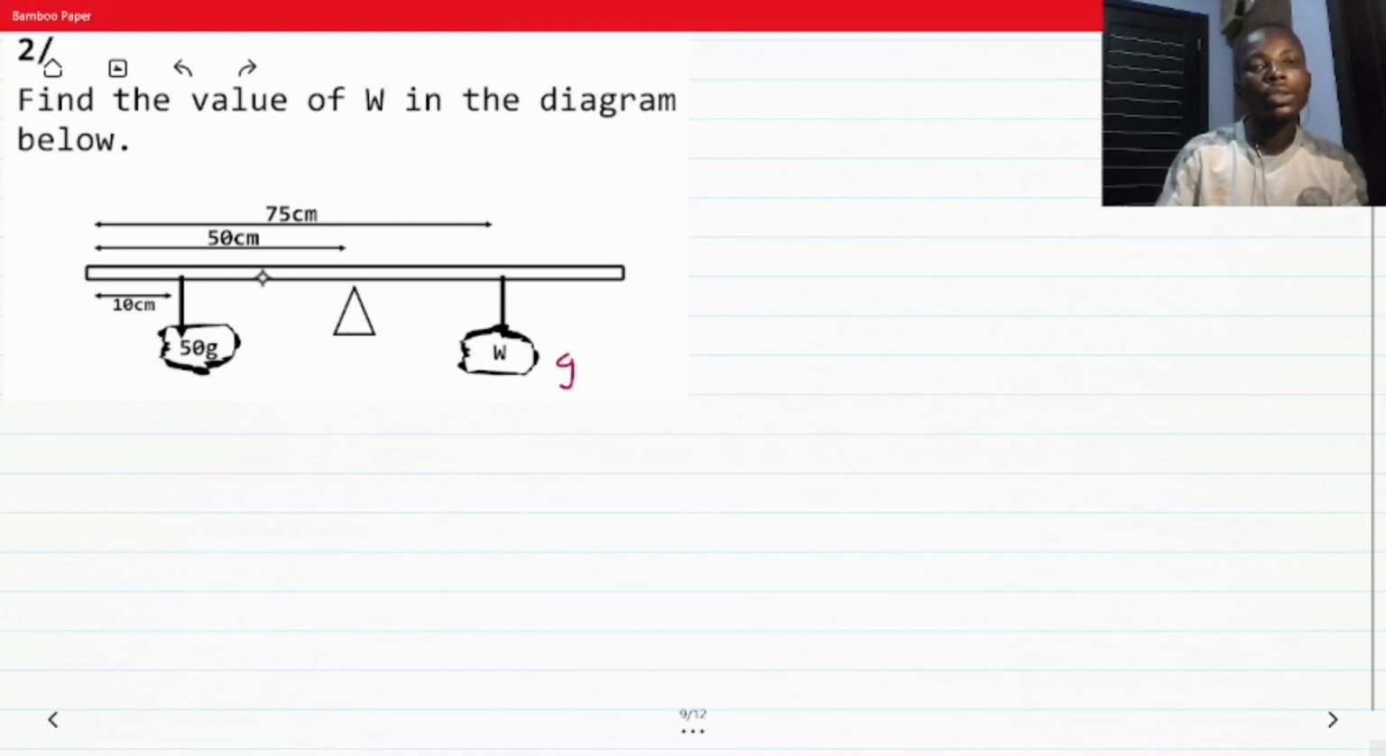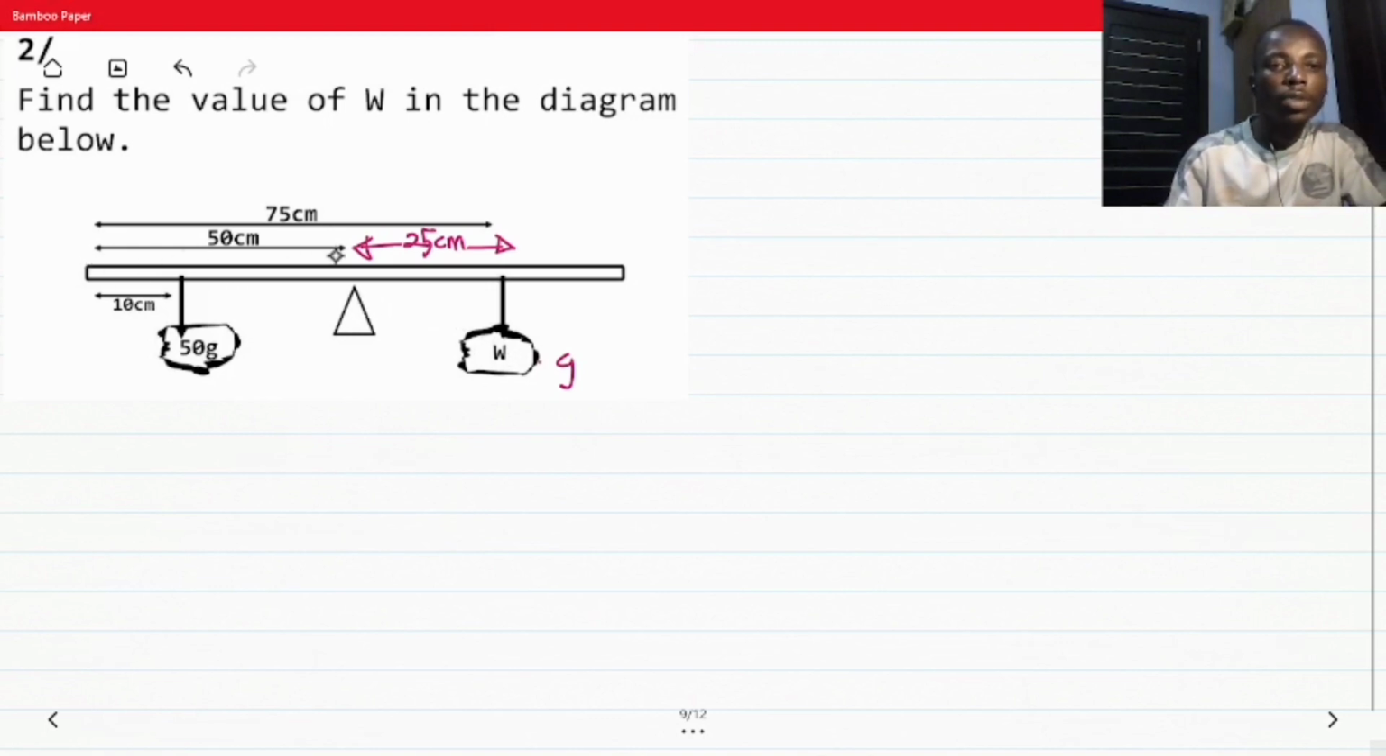So we'll continue this example. From here to here is 50, and from here to here is 75. So from here to here I have about 25 centimeter. I'm going to write 25 here now. 25 centimeter, that's 75 minus 50. So it means the weight, which is unknown, is 25 centimeter from this point.